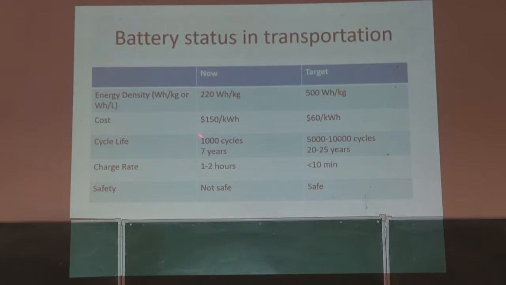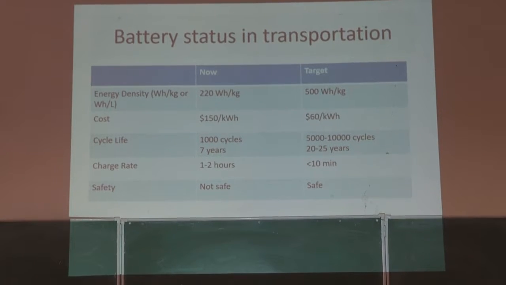The lifetime also, you need to have a lifetime of at least 7 years. Right now it's only 7 years. Even Tesla, after 7 years you have to replace the battery. That's pretty expensive. So what they want is at least 20 to 25 years. This requires about 10,000 charge and discharge cycles, right? How many times every day do you charge your cell phone battery? Still, they last about 5-6 years, right? Maybe 2 or 3 years, yeah. But what you need is about 20-25 years. So these are very ambitious targets.